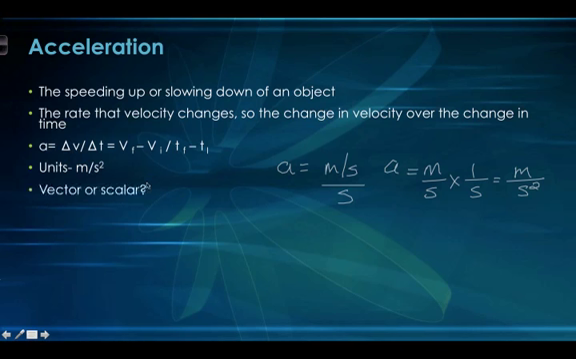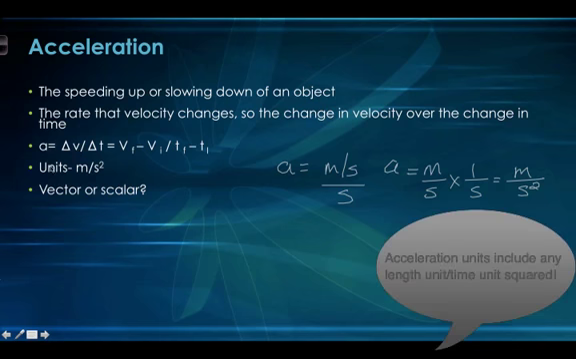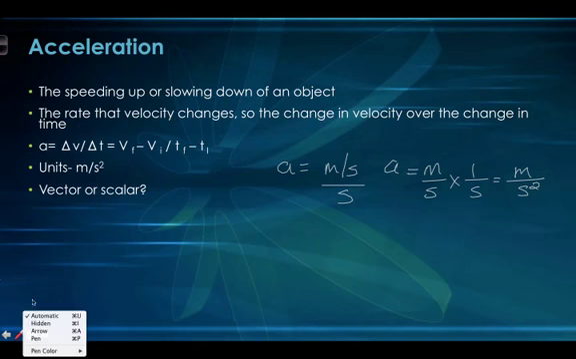And then if we ask if it's a vector or a scalar quantity, well, if we look at the equation right here, we have velocity. We know that velocity is a vector, so it has a magnitude and a direction. So if velocity is in the equation, then that means that acceleration also has to be a vector. So acceleration is also a vector, which means acceleration will have a direction.